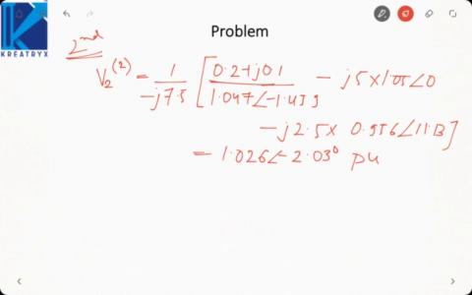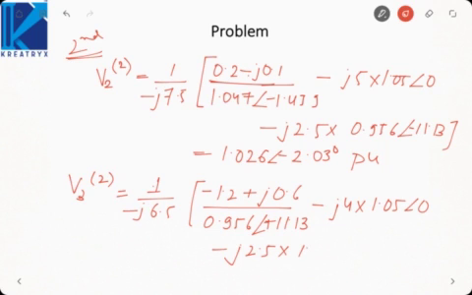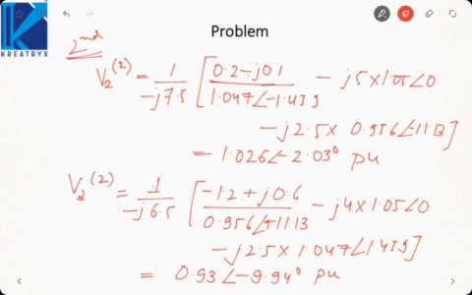2.03 degree pu. Similarly, second iteration of V3 will yield 1 by minus j 6.5. It will be minus 1.2 plus, sorry, this will be 0.2 minus j 0.1 plus j 0.6. Here we will use updated value of V3, that is 0.956, and upon conjugate it will become plus 11.13, minus V3 Y31. Y31 is actually minus j4 into V1 is 1.05 angle 0, then minus Y32 j2.5. Updated value of V2 is 1.047 angle 1.459. So this will come out to be 0.93 angle minus 9.94 degree pu. So this way we will keep on iterating until we get negligible difference between the two successive iterations.